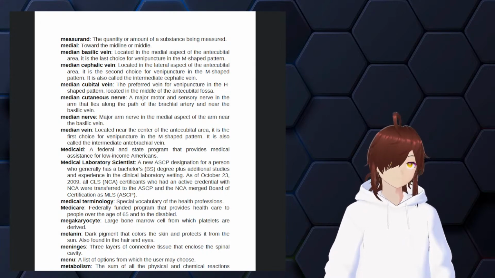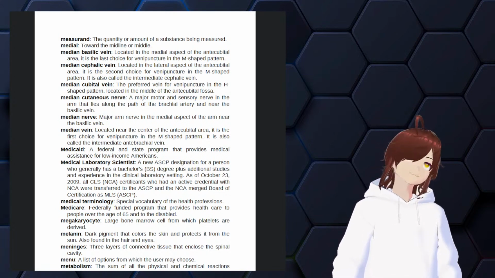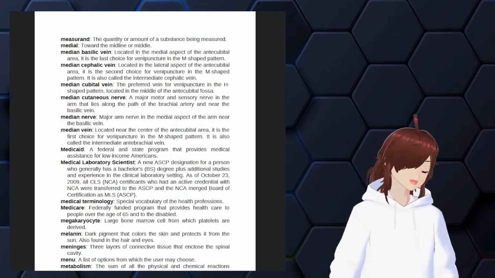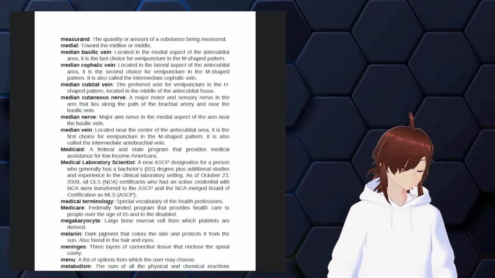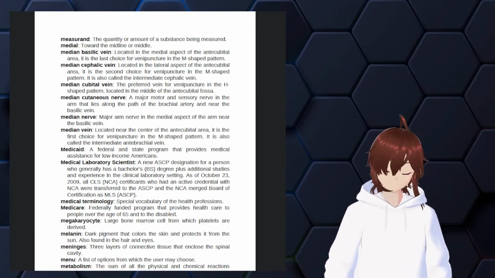Median cutaneous nerve, a major motor and sensory nerve in the arm that lies along the path of the brachial artery and near the basilic vein. Median nerve, major arm nerve in the medial aspect of the arm near the basilic vein. Median vein, located near the center of the antecubital area, it is the first choice for venipuncture in the M-shaped pattern. It is also called the intermediate antebrachial vein.